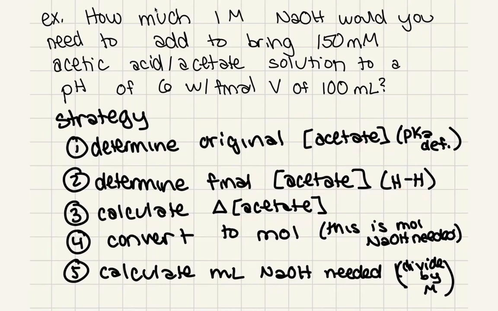Then we're going to take that difference in concentration and convert it to moles, because that's the moles that you need to react. In order to get that many moles of acetate, once you've already let it reach equilibrium, you want to see how much you need to add from an external source to get it where you want. You find the number of moles, and that's the number of moles of NaOH you need. Then you're going to take the NaOH and calculate how many mL you need by dividing that by the molarity. So let's go ahead and take these one by one.